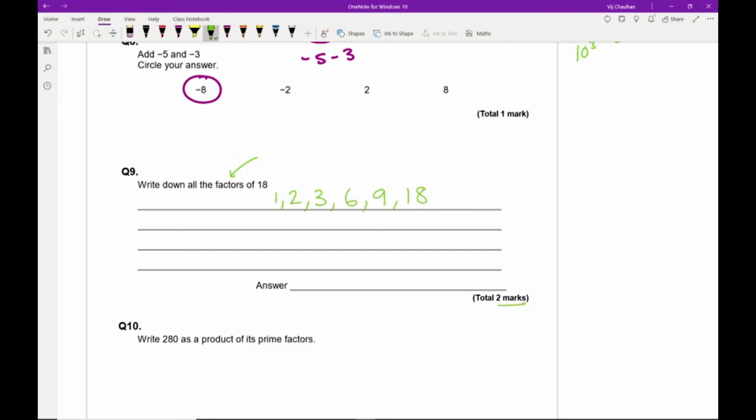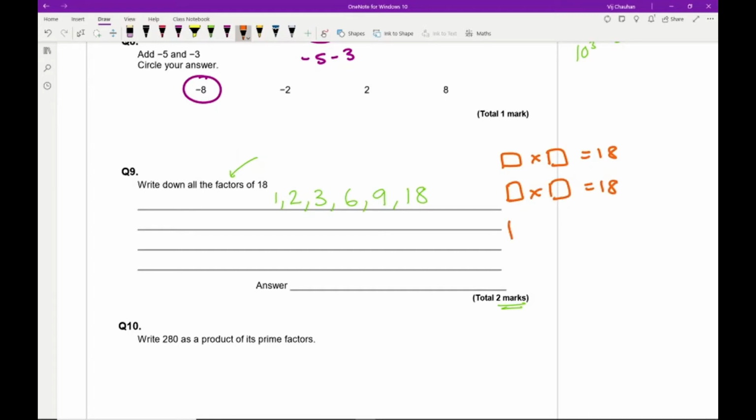Now it's worth 2 marks, although you have written down 6 numbers, and you would lose 1 mark for every one of those numbers that you missed off. Another way of working with factors is to think to yourself, okay, how many different numbers can I multiply together that give me 18?